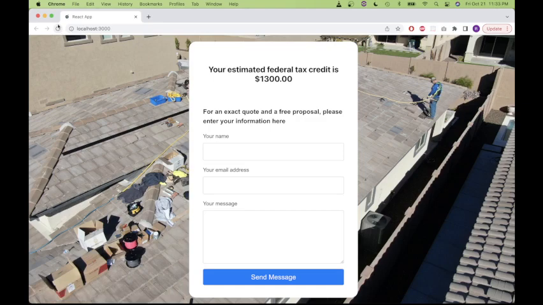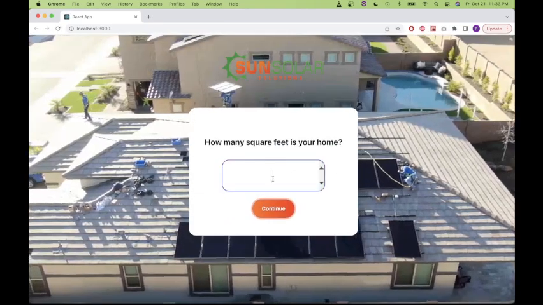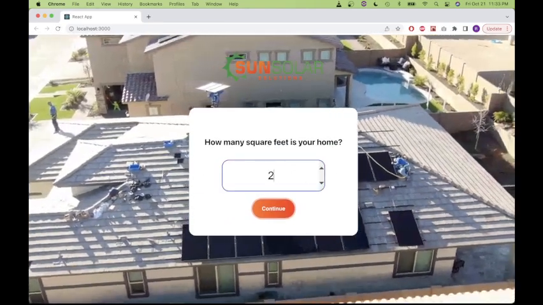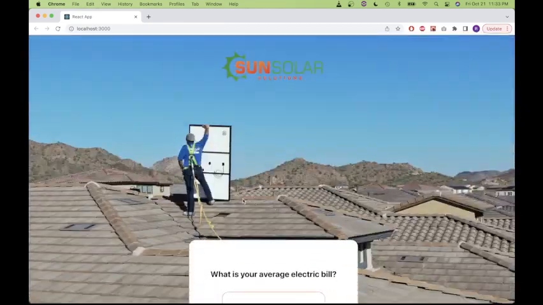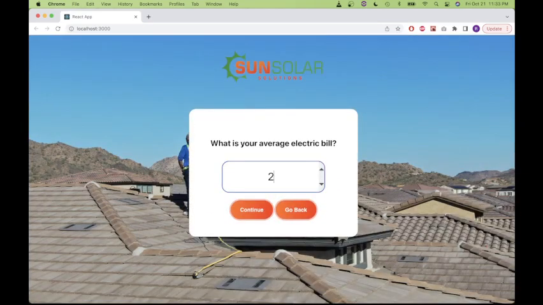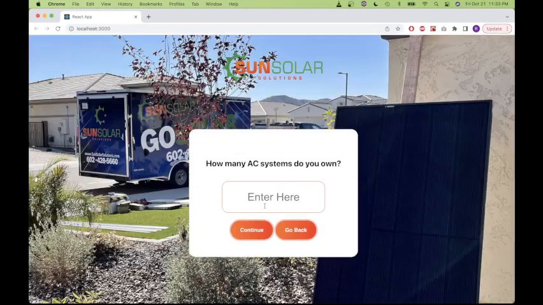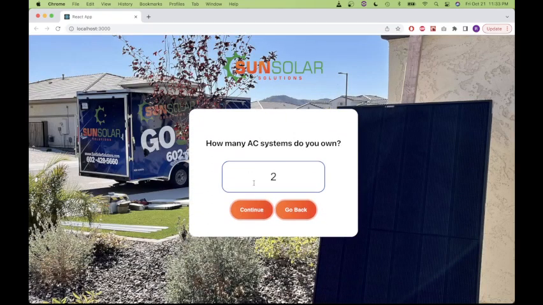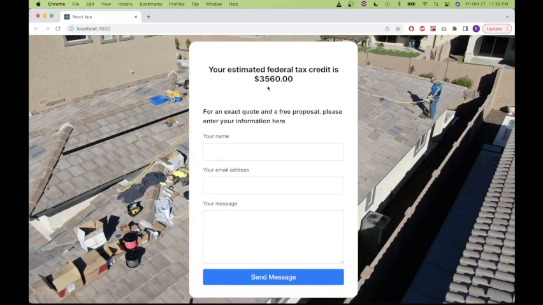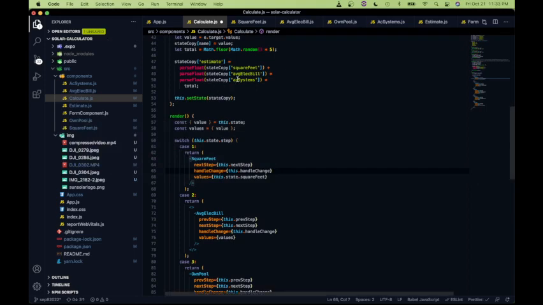I want to show you that this number is actually dynamic. Let's try this one more time and do a larger home. Let's do 2,600. Average electric bill, let's do 240. Continue. Own a pool, yes. And let's do 2 AC systems. And look at that, $3,560 is now our estimated federal tax credit. Let's go take a look at some of the code.